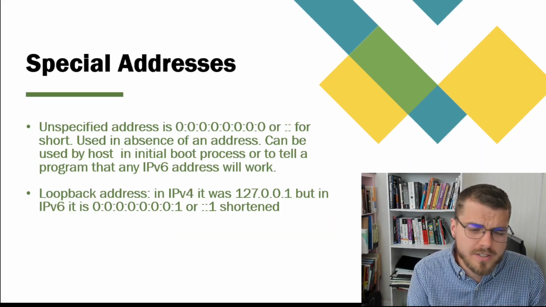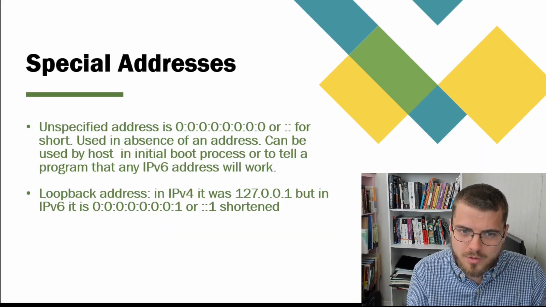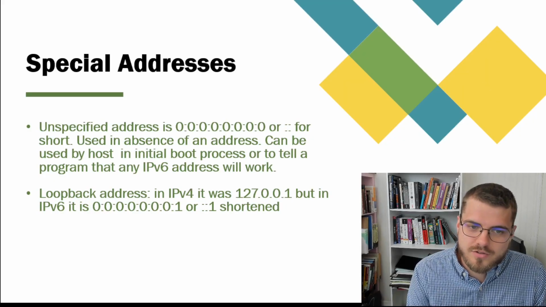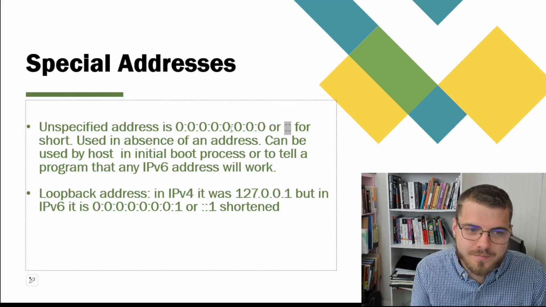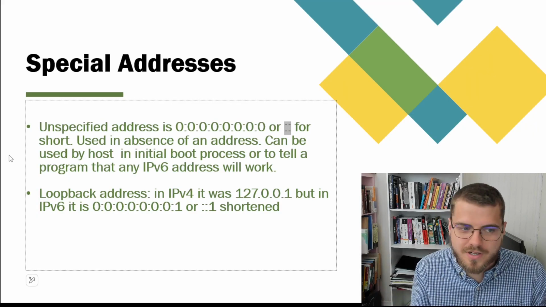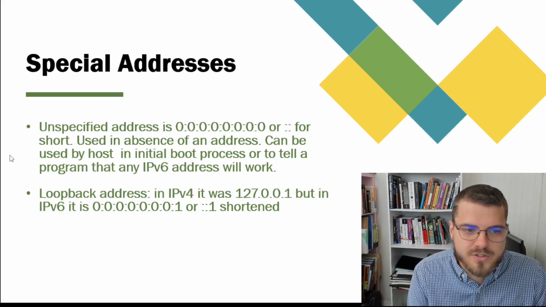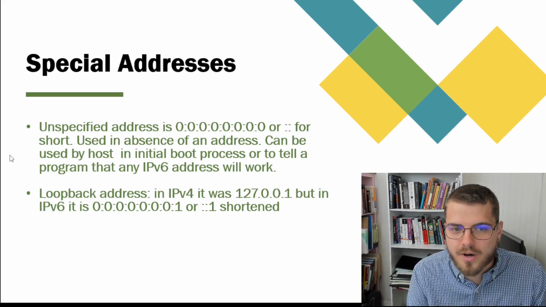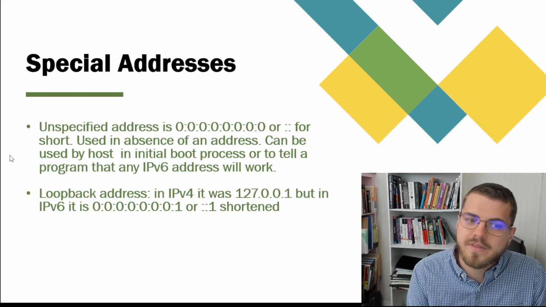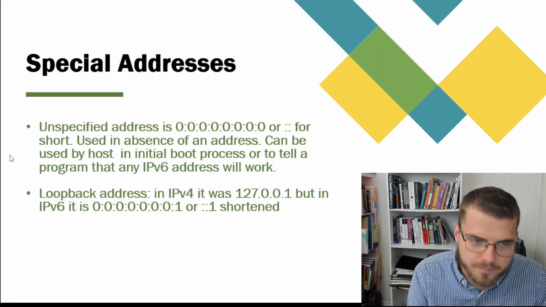So, the unspecified address is all zeros. It can be shortened to just this, which I find hilarious that it could be shortened that much in IPv6. It's used in the absence of an address, can be used by hosts in the initial boot process or to tell a program that any IPv6 address will work.